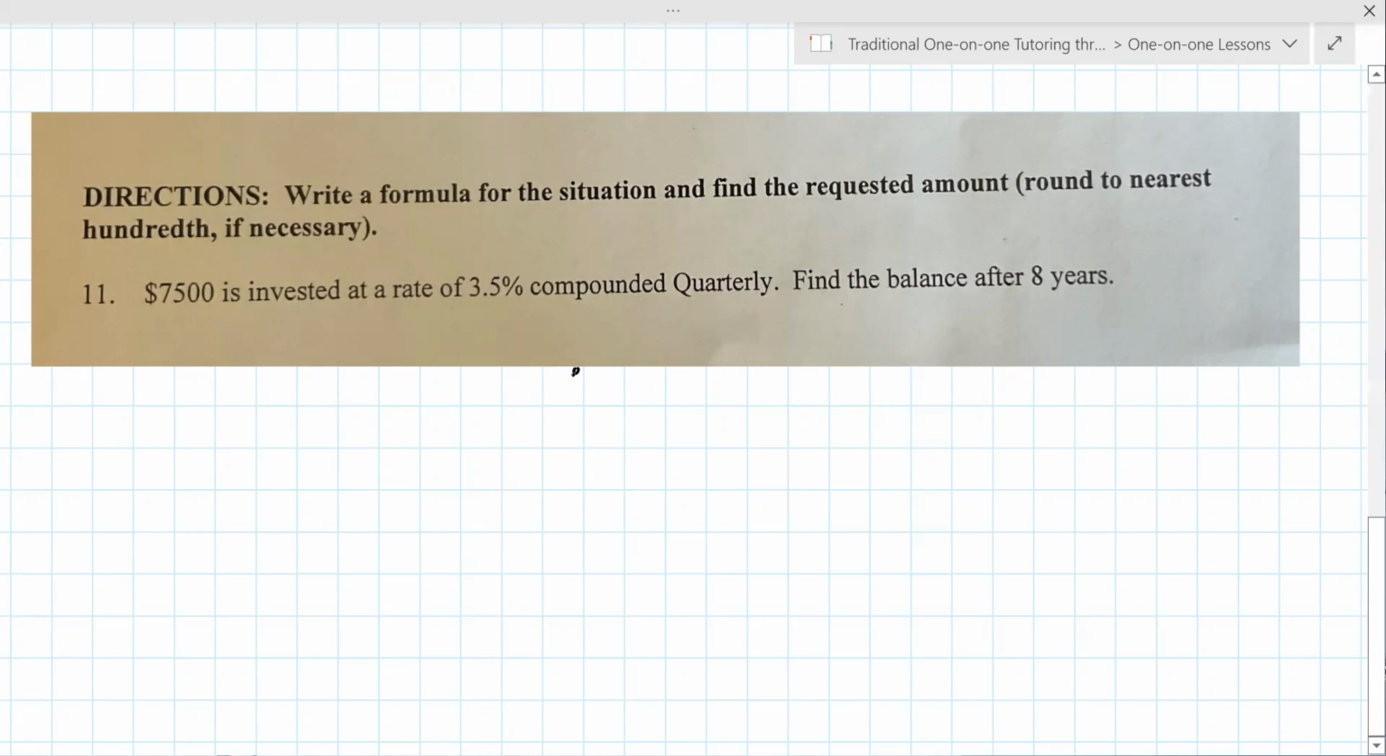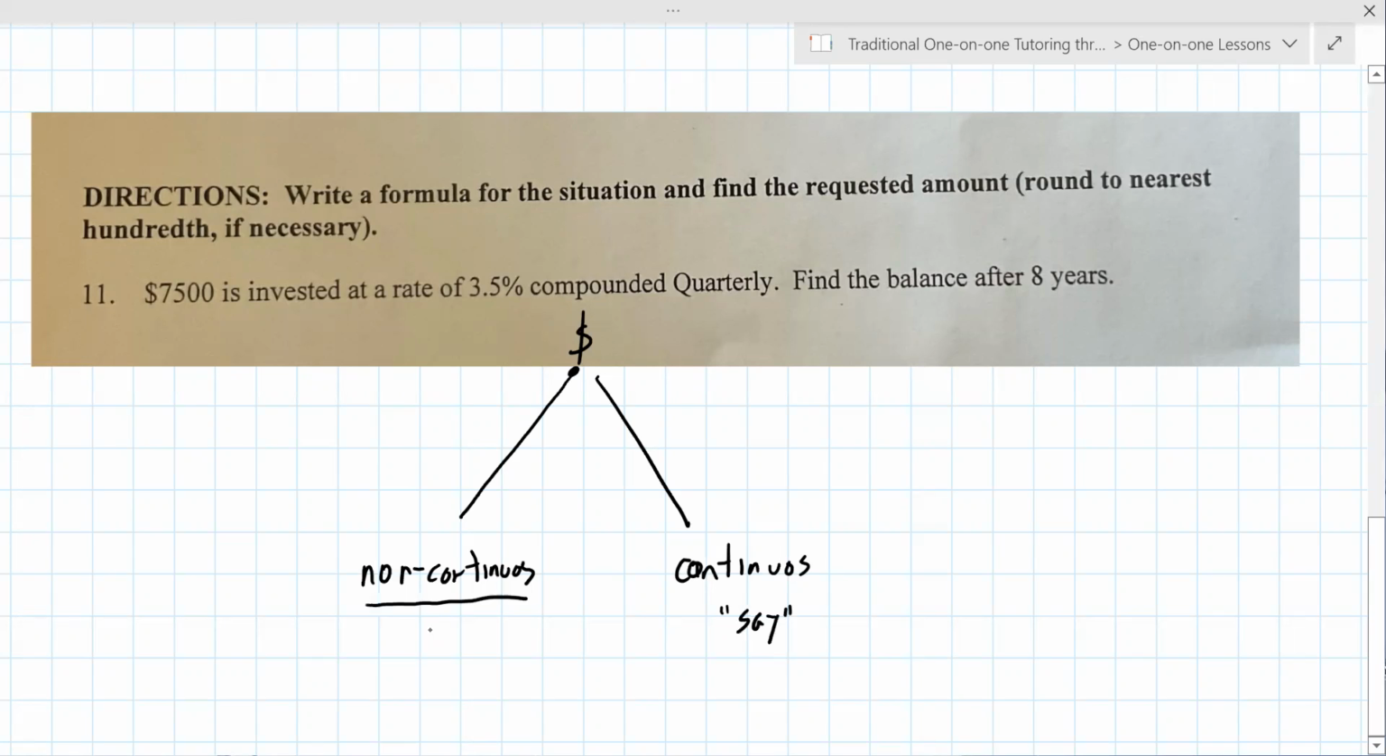But there are two types of money problems that you will see. The first is non-continuous interest. And then the other is continuous interest. My spelling is probably off on all these, but you get the idea. It will always say if it's continuous, it will literally say the words compounded continuously. Non-continuous could be any of the following. It could be annual, meaning yearly, quarterly, monthly, daily, weekly, things like that. This one is quarterly.